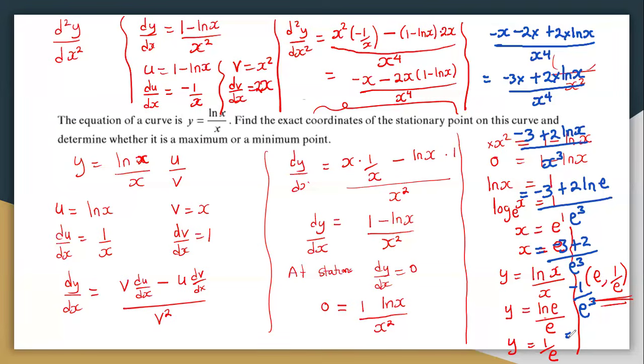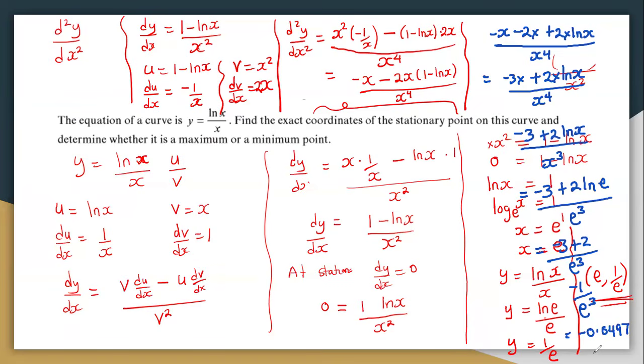Which answer do you get? I'm getting negative 0.0497. Negative 0.0497. Okay.